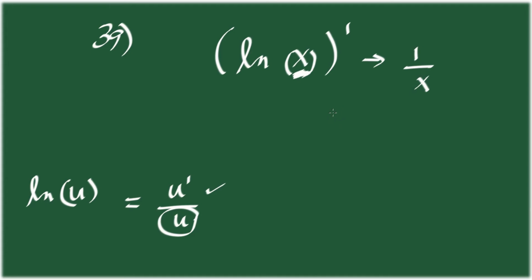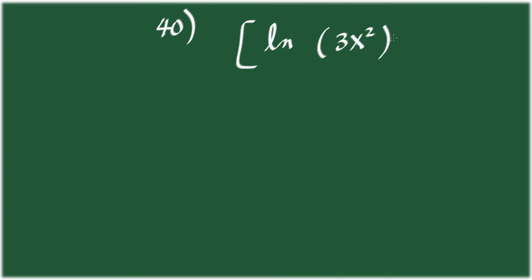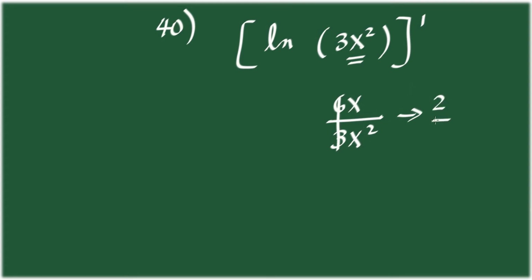Another thing we have to remember. Now, number 40, say you have to get the derivative of the natural log of 3x squared. All right, so follow up to that example. First, you get the derivative of the 3x squared, 6x, divided by that same expression, 3x squared. And then we just need to simplify this. 6 over 3 is 2. x over x squared is x underneath.